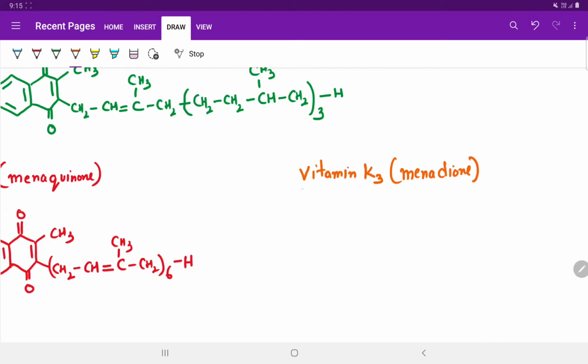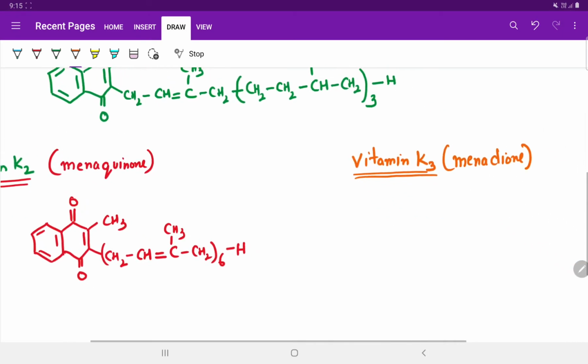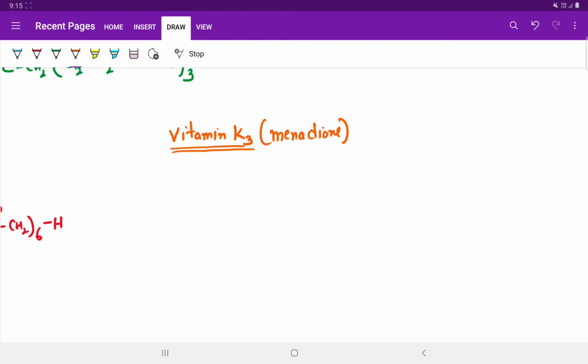Now let us draw the structure of menadione. Here you can see the structure of vitamin K1, K2 and now the vitamin K3. It also has a basic ring structure of naphthoquinone in it and a methyl group attached, but there is no side chain here, no alkyl chain is present in this. So this is a naphthoquinone ring and here is a methyl group. This is the simplest structure of vitamin K3, that is menadione.